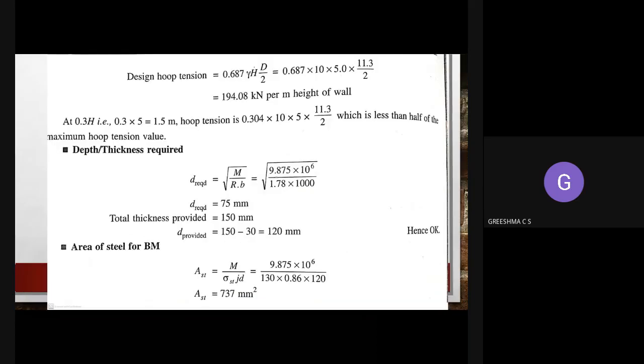Similarly, find out the maximum hoop tension. The equation is: maximum hoop tension equals maximum tension coefficient into gamma h into d by 2. The maximum tension coefficient is 0.687. Gamma is 10, the unit weight of water, h is 5, and d is the diameter of the tank. Substitute it, you will get this value.